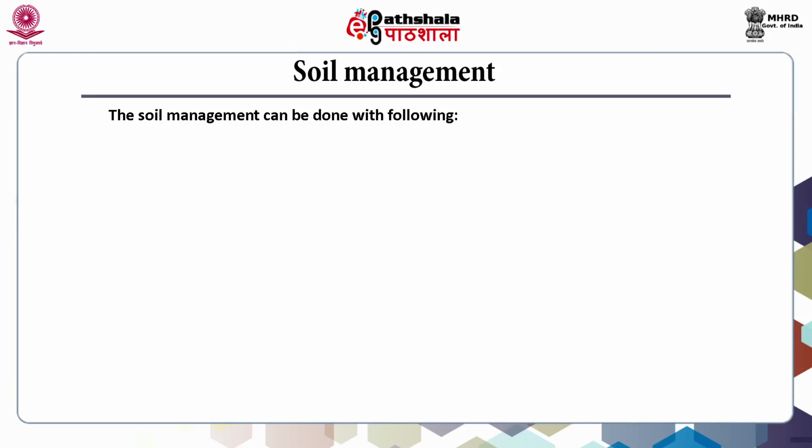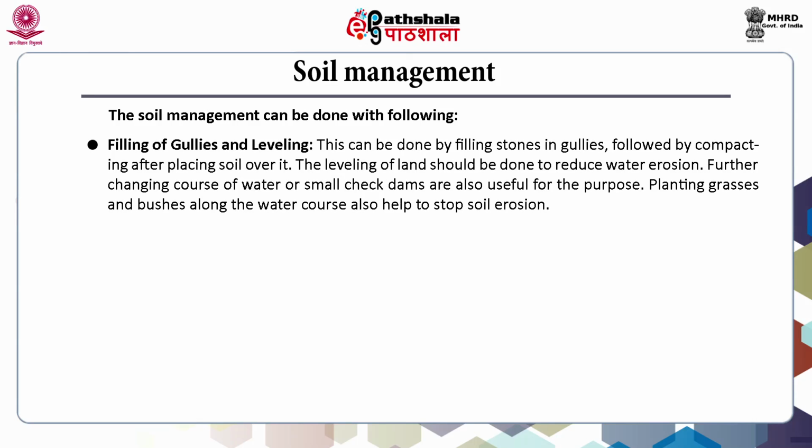The soil management can be done with the following. Number 1, filling of gullies and leveling. This can be done by filling stones in gullies, followed by compacting after placing soil over it. The leveling of soil should be done to reduce water erosion. Further, changing the course of water or small check dams are also useful for the purpose.